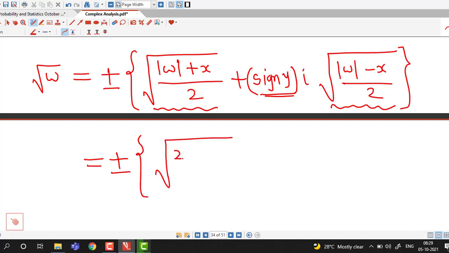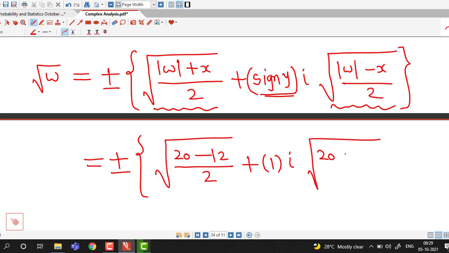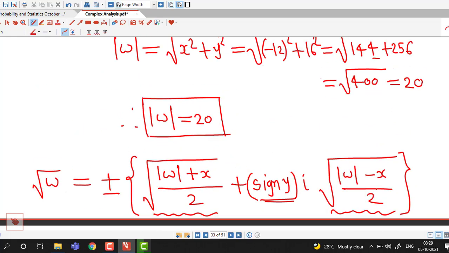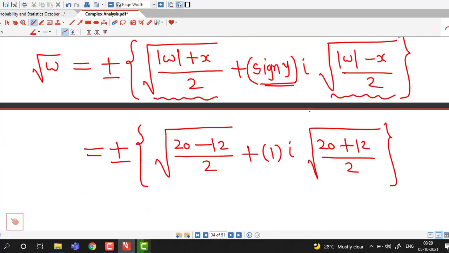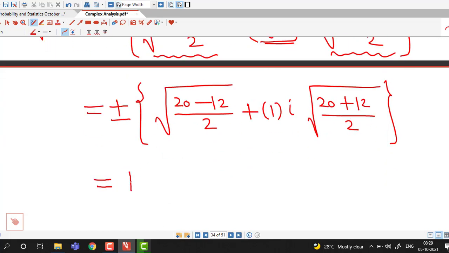|w| is 20, x is minus 12, divided by 2. Sgn y is 1. And here 20 minus 12, that is plus 12 divided by 2. So I am using these values: |w| equal to 20, x is minus 12 and sgn y is 1. Using all those values in this formula I obtain these values. Now I simplify all these things. So you can see 20 minus 12, that is 8 divided by 2, which is 4.